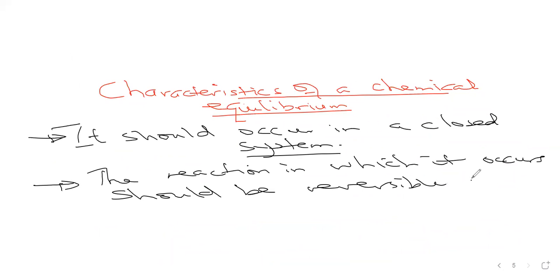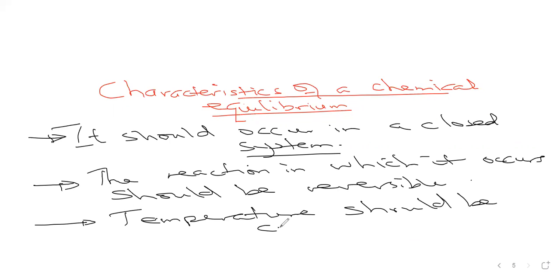The reaction in which it occurs should be reversible. The other characteristic is that temperature should be constant. It should occur at a constant temperature. We shall later see the effect of temperature on a chemical equilibrium. If the temperature is not maintained constant, temperature is the only factor that affects the chemical equilibrium.